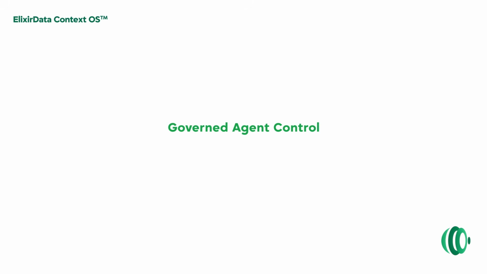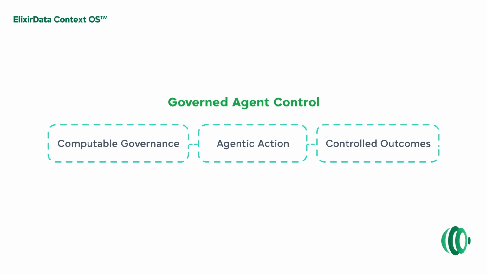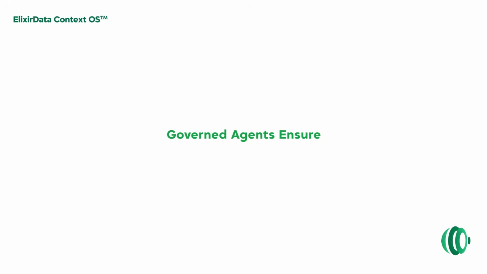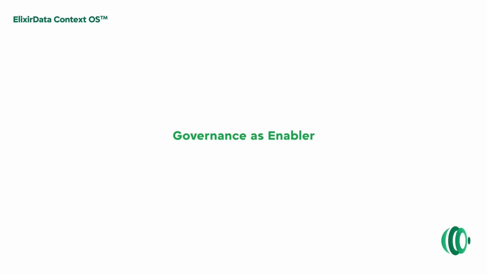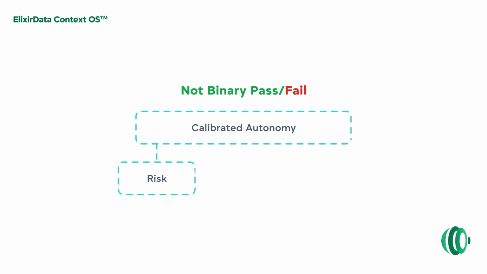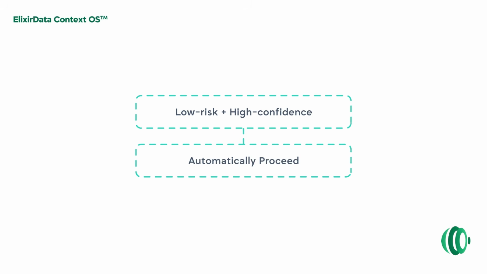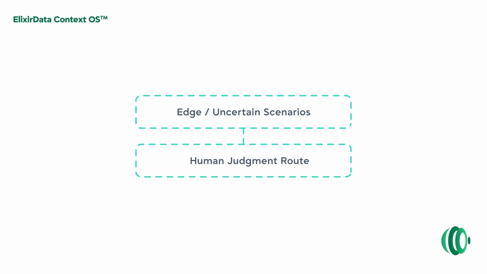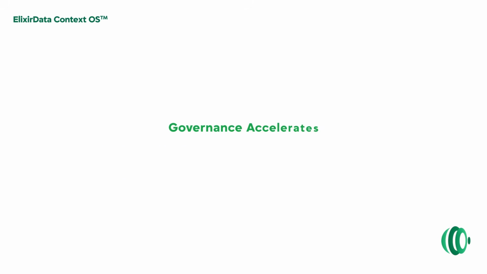Governed agent control. Once governance becomes computable, it can become agentic, without losing control. Context OS applies governed agents to ensure every action is bounded, explainable, and auditable. This is governance as enabler. Not binary pass, fail, but calibrated autonomy based on risk, confidence, and context. Low risk, high confidence actions proceed. Edge cases route to human judgment. Policy is enforced as code. Risk is evaluated continuously. Exceptions follow defined paths. Governance accelerates, without losing accountability.